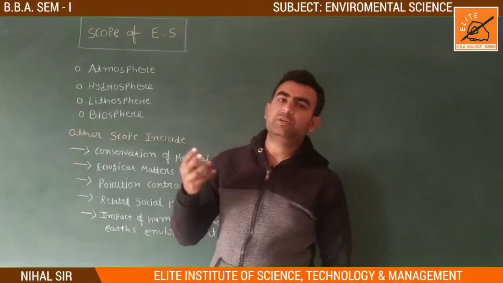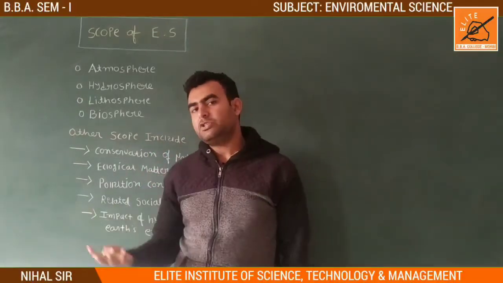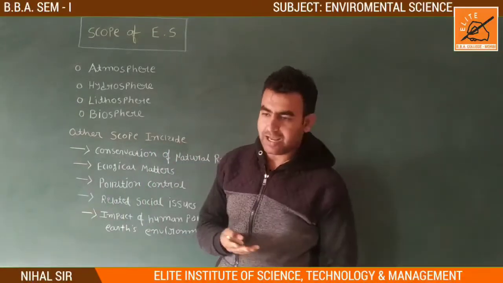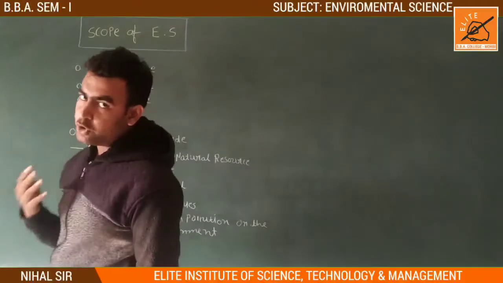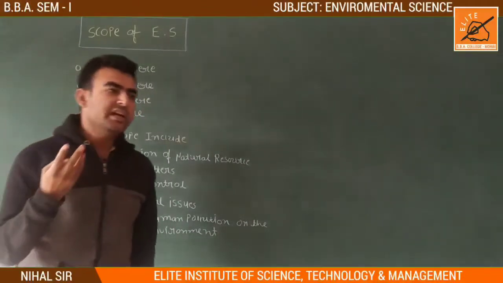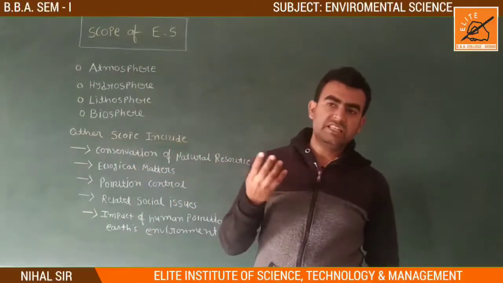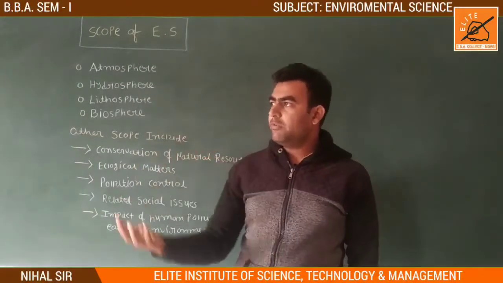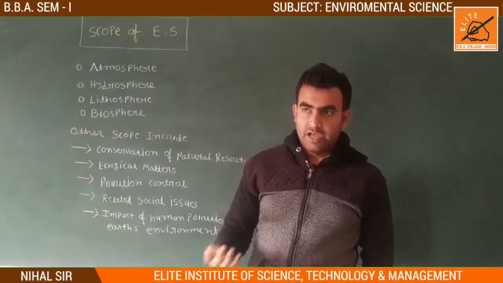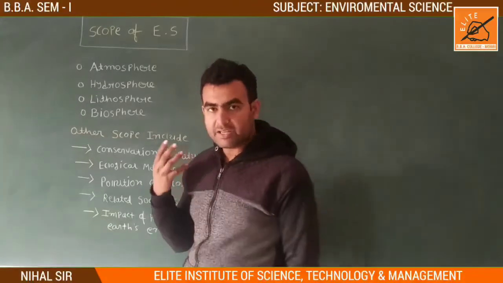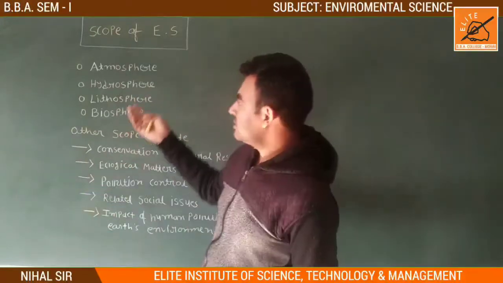There is 100% of water. In the 100% of water, 97% is in the ocean, so it is not useful. Then of the remaining 3%, 2% is in the form of ice. And 1% of water we can consume. So it comes into the hydrosphere.